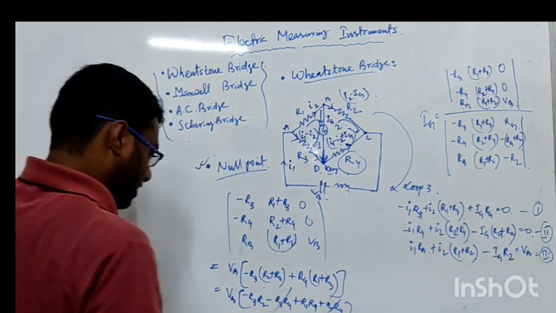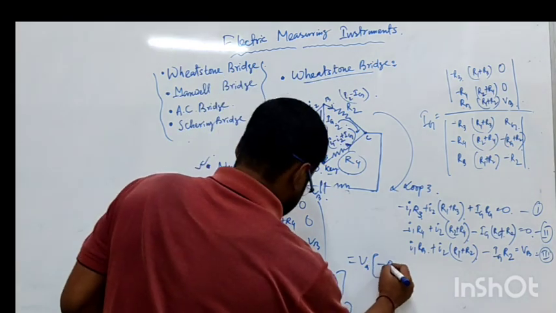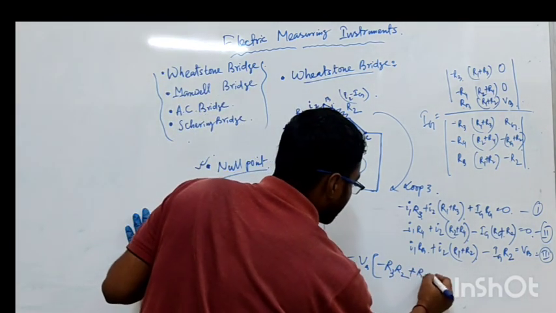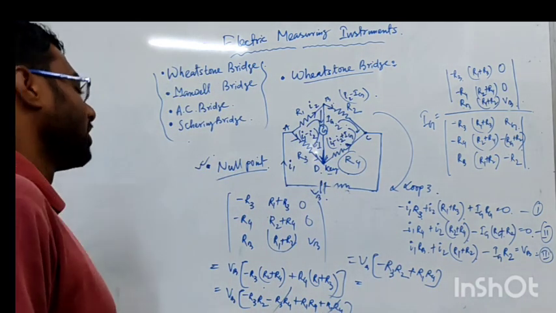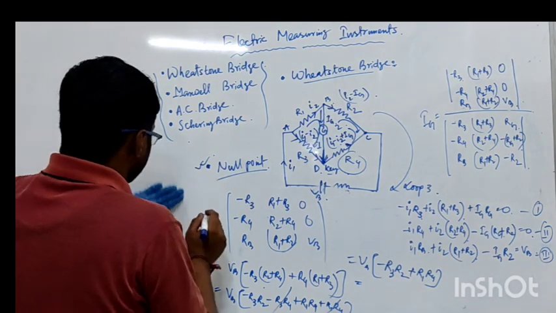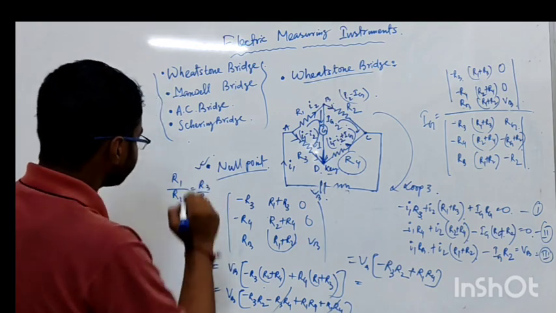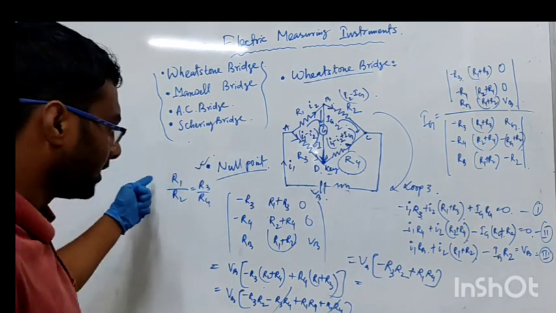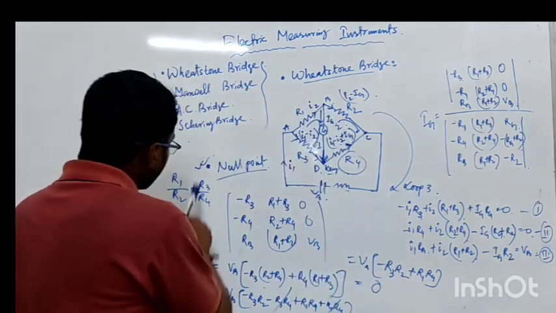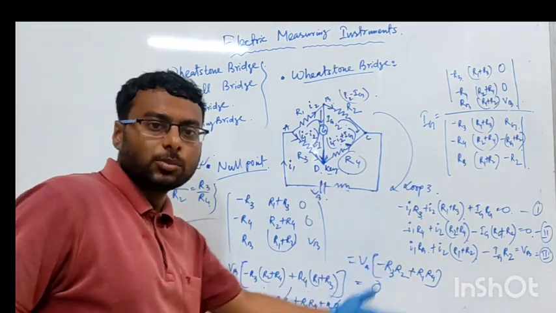R3 R4 will cancel out and the remaining term will be VB into minus R3 R2 plus R1 R4. Now if we consider the null condition, the null condition was R1 by R2 equal to R3 by R4. So from here we can see that R1 R4 equal to R2 R3. So that will be 0. For the null condition we can see that at that condition IG should be equal to 0.